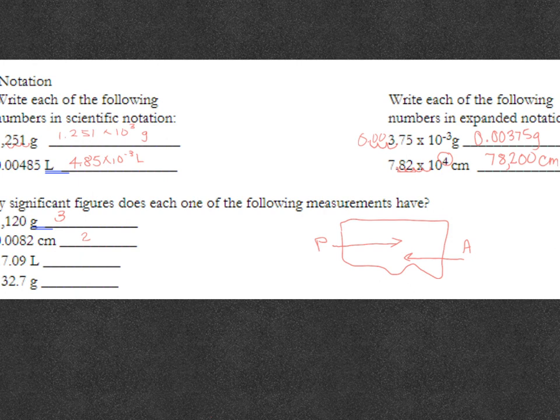17.09, the decimal's present. So I'm going to start at the Pacific side. So I start here. That's the first non-zero. I do 1, 2, 3, 4 significant figures. Zeros in the middle always count, and non-zeros always count.